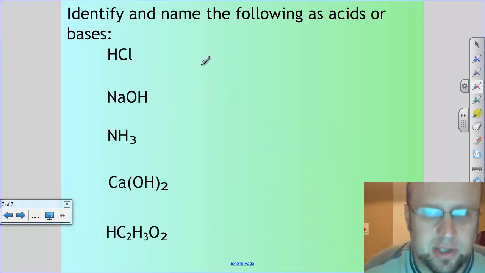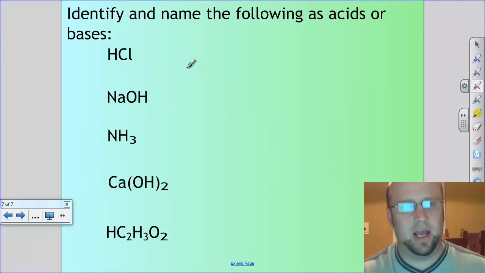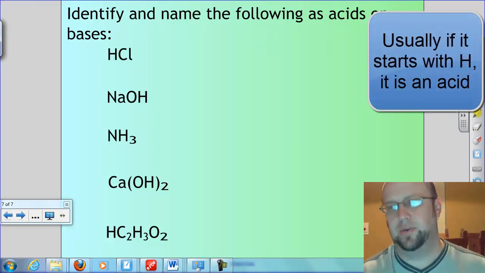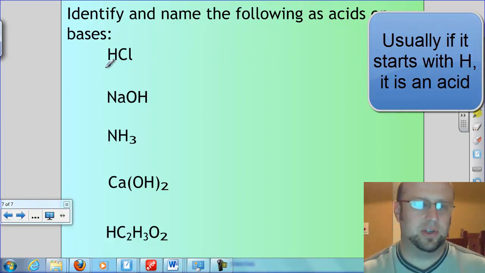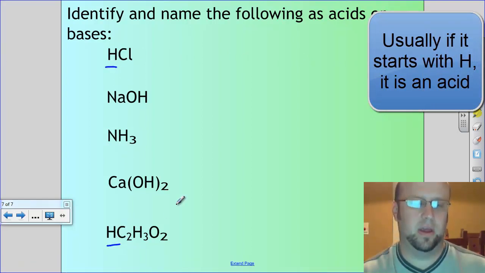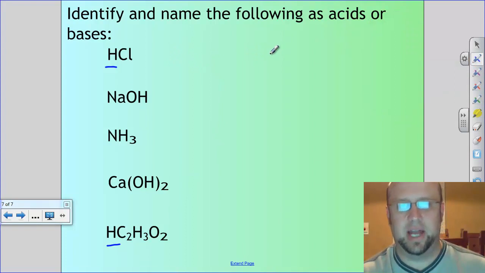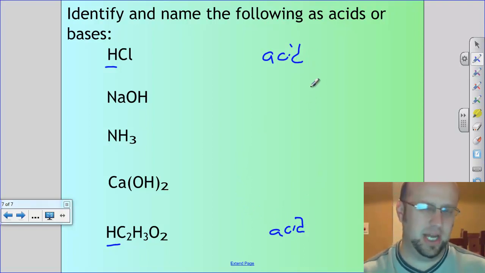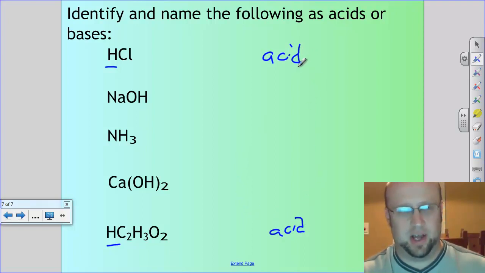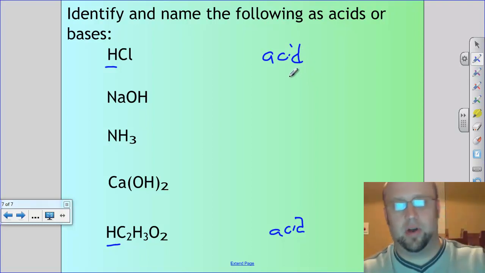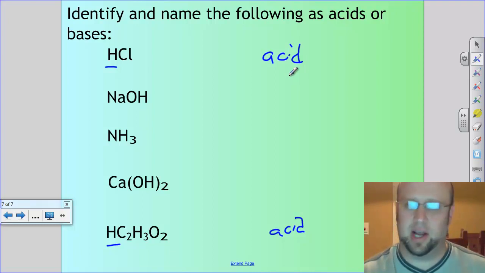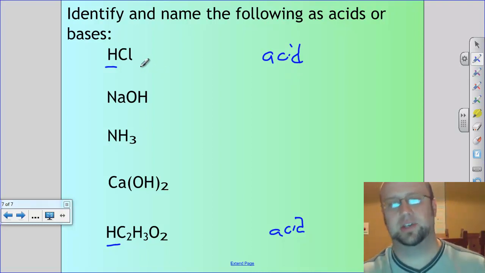Okay, so real quick, let's run through here. I want to be able to identify things as an acid or a base, and then name them if possible. Here's the way it works. If something starts with hydrogen, you can be pretty sure that it is an acid. Remember, we talked about this earlier in the year when we did naming. Water, obviously, is not an acid. It's H2O, although it can be an acid. Hydrogen peroxide starts with H, but those are exceptions. Just about everything else that starts with H is probably going to be an acid.